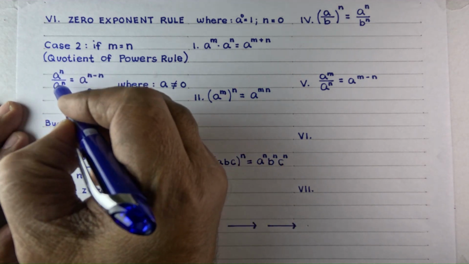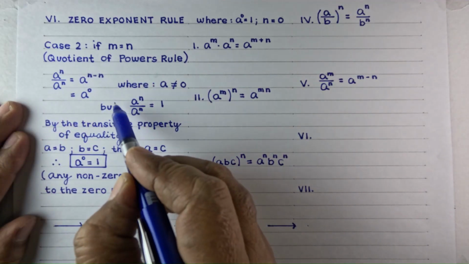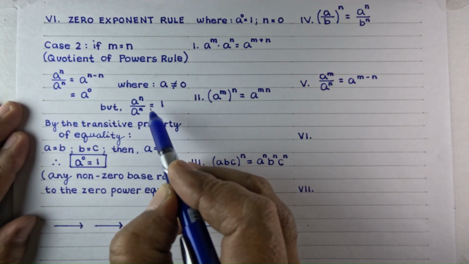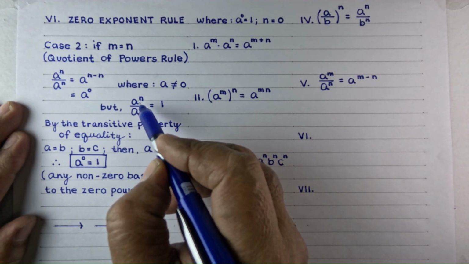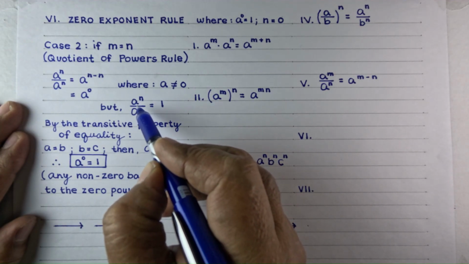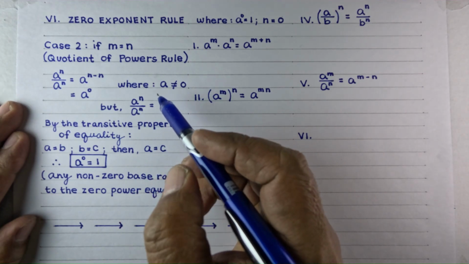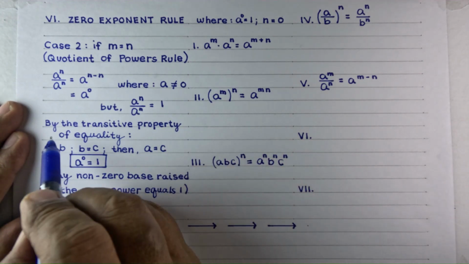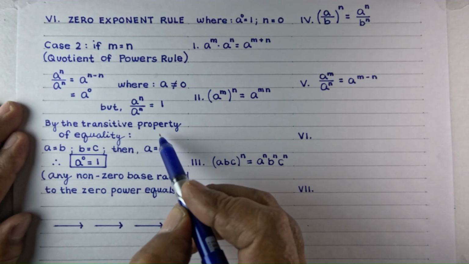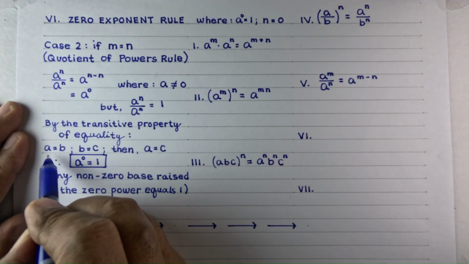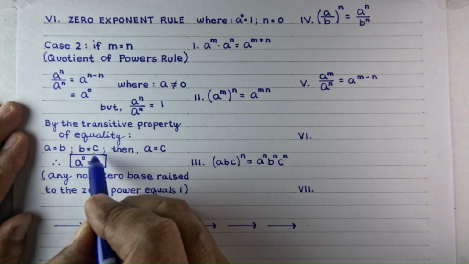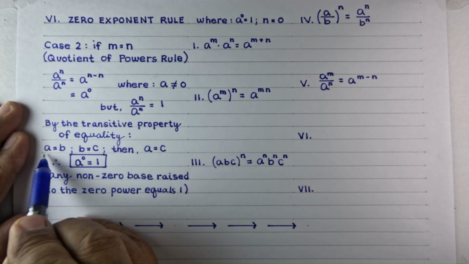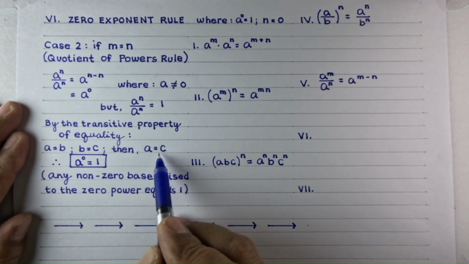But a to the n over a to the n is equal to 1, because any number divided by itself except 0 equals 1. So by the transitive property of equality, if a is equal to b and b is equal to c, then a is equal to c.